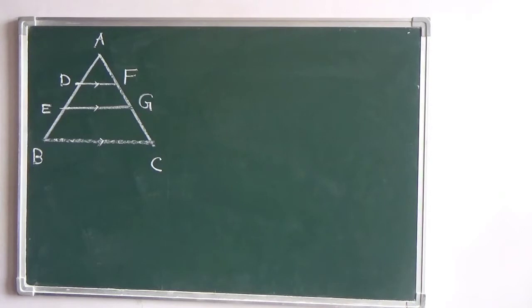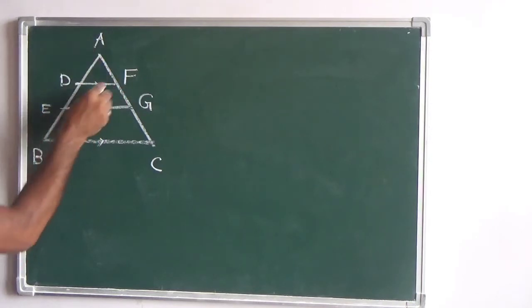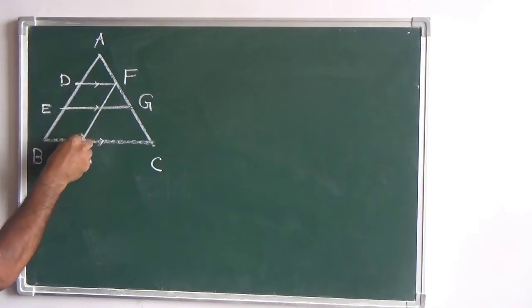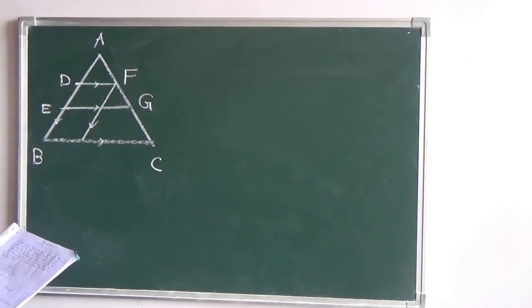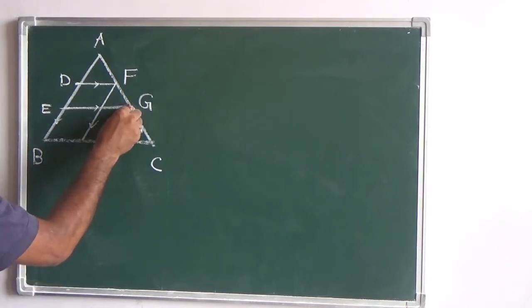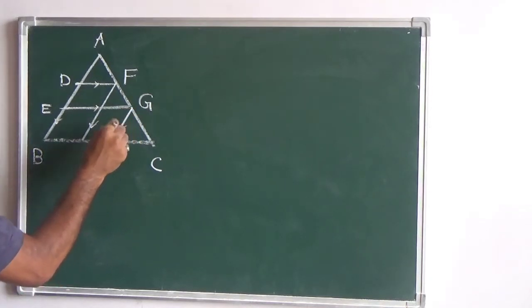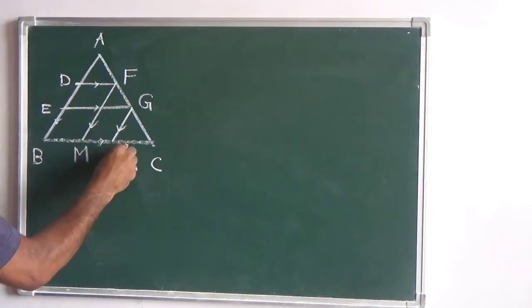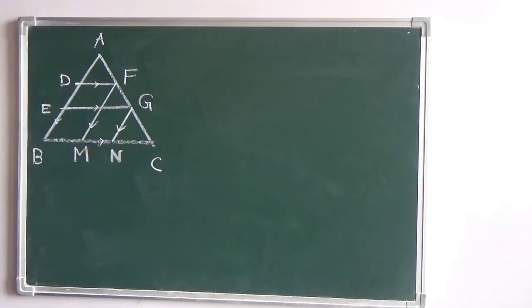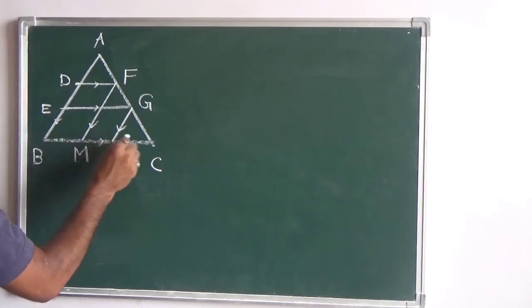Now through F and G, lines are drawn parallel to AB. So from F, we have to draw a line parallel to AB. So let us draw a line parallel to AB. So this line and this line are parallel, and also from G we have to draw a line parallel to AB. So these 3 lines, and we mark it as M and N. So this is the question. We have to prove that BM equals MN equals CN.